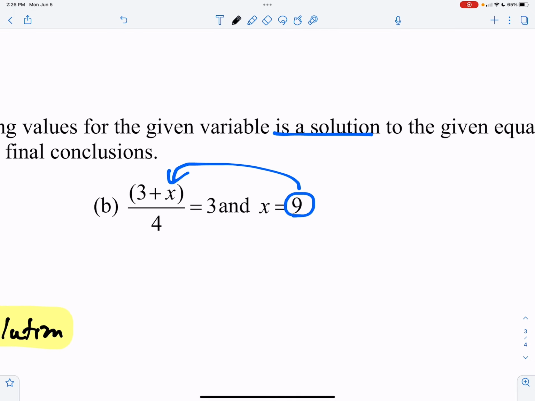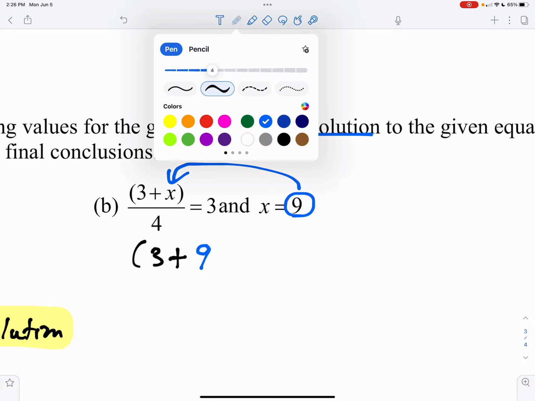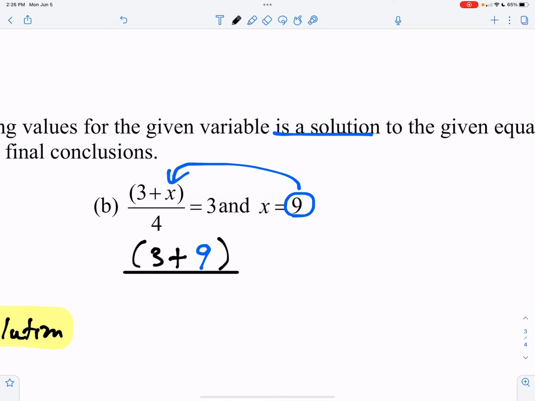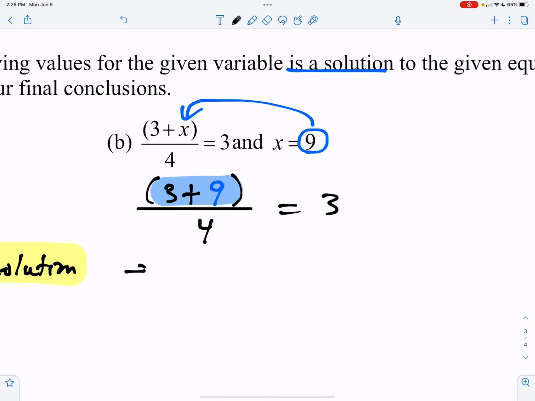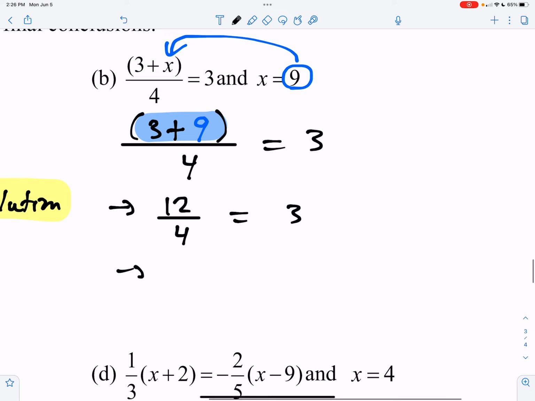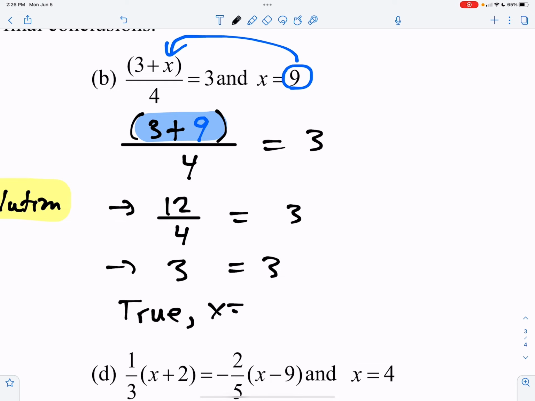Okay, plugging this in, we're going to go 3 plus, we're going to plug in 9 in place of x, and we're going to divide it by 4, and we're going to see if that equals 3. So the first thing I'm going to do is evaluate that top part there. If I do, I get 3 plus 9, which is 12, over 4, and we're going to see if that equals 3. Well, 12 divided by 4 is 3, which equals 3, and that is a true statement. The number 3 does equal 3. Which means x equals 9 is a solution.